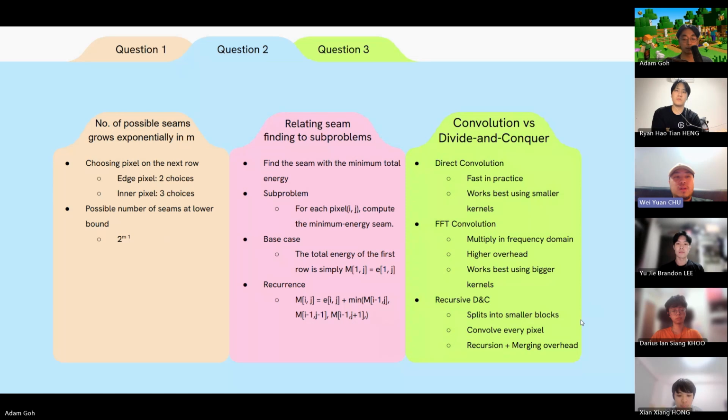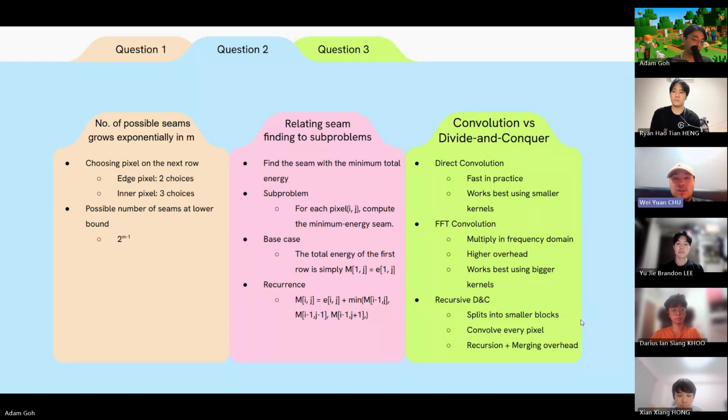Because the kernel is so small, it gives a time complexity of O(MN), where, as told by Xiang, M and N are the rows and columns of the image, and it is fast in practice. Now let us compare with two divide and conquer approaches. The first is the fast Fourier transform, also known as FFT-based convolution. FFT converts the image into the frequency domain, multiplies, and converts it back using the inverse FFT. This results in a time complexity of O(MN log MN), which only becomes faster when the kernel becomes very large, for example, a kernel size of 50 by 50.